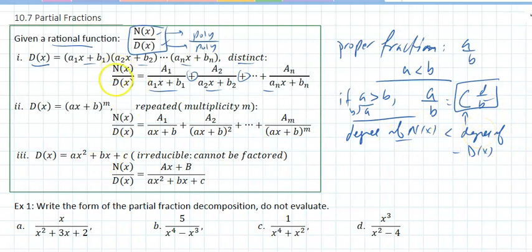So 3 cases. Case 1, you have distinct solutions. Well, you list each one. Since this is linear, the top must be 1 power less. So the top is a constant. a1 is a constant, a sub 2 is a constant, a sub n is a constant.